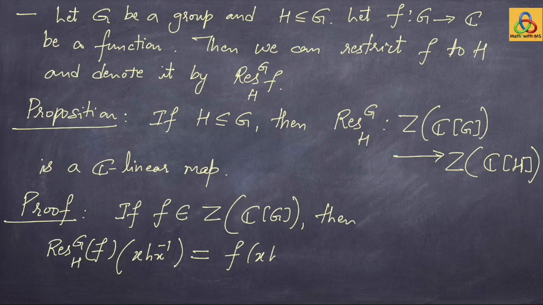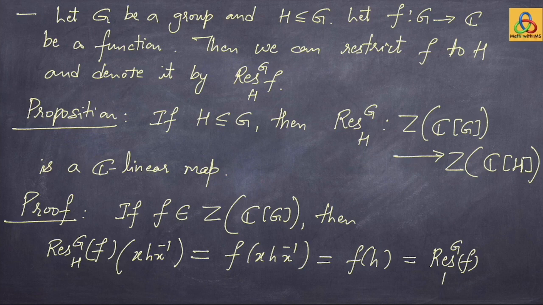But now this x inverse is a conjugate of h in the group itself. Therefore, this is just the same as F of h, right? Which by definition is the same as restriction of F from G to H acting on h, for all x and h in H. So therefore, restriction of a class function on G to H is again a class function. And its linearity is obvious because CG is a vector space with pointwise addition of functions. We first defined restriction of representation, then restriction of complex valued function.